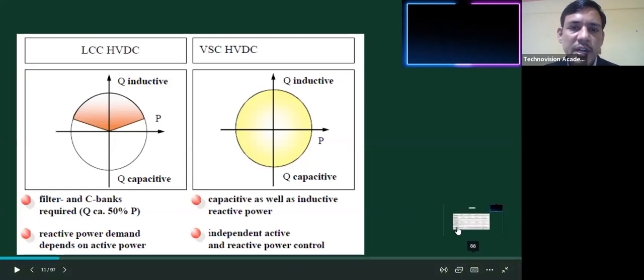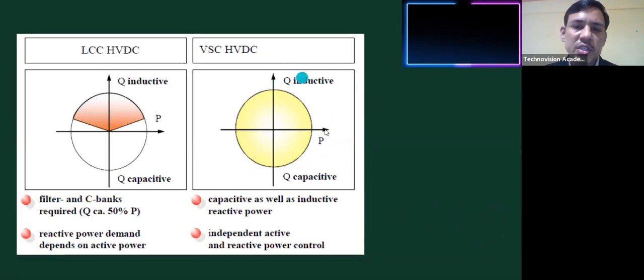So this is the structure of CSC and VSC. And the biggest advantage of VSC is that 4-quadrant operation is possible with the VSC HVDC, whereas it is not possible with the conventional HVDC. 4-quadrant operation means you are actually playing with the power system parameters. You can adjust the active and reactive power as per the requirement of your power system.